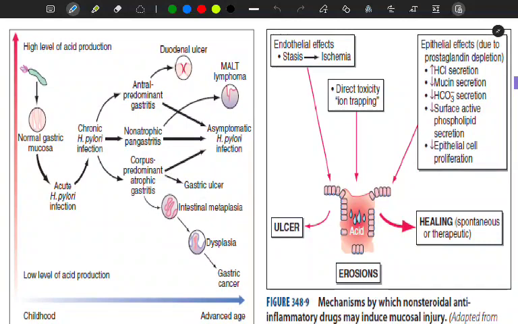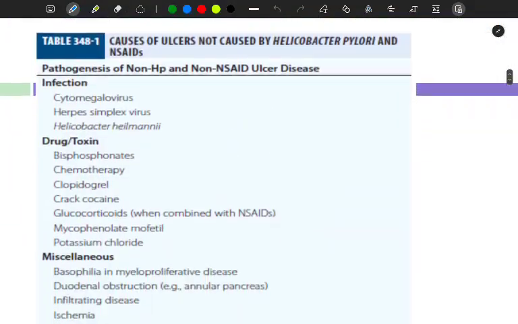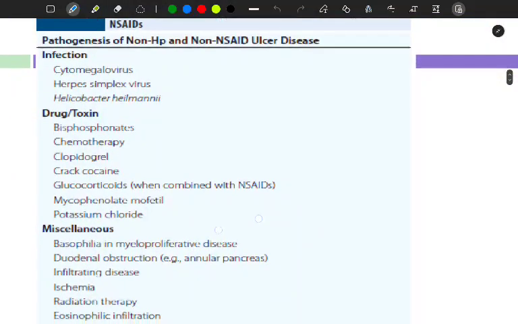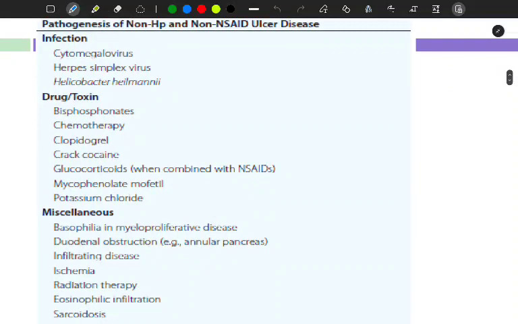Crack cocaine causes ischemia, and it can cause ulcers, and as well it can cause some young chap to come with MI or vasospasm, metal angina in the heart, because of the cocaine and the sniffing of cocaine. Glucocorticoids, especially when combined with NSAIDs, because the steroids suppress phospholipase A2 from the top of the hierarchy and eventually suppress all the protective effect of the prostaglandins.